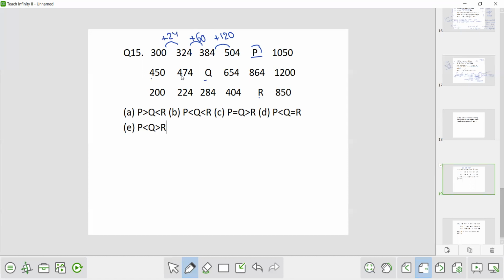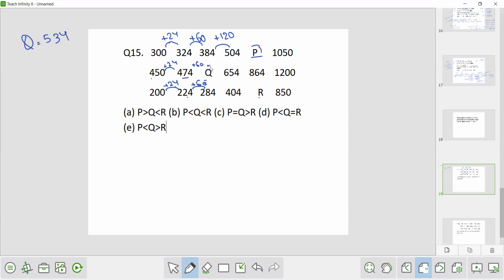Now here 450 and 474, this is again plus 24. 200 and 224, this is again plus 24. Now 224 and 284, this is again plus 60. So if you are unable to find the logic here, you can analyze the 3 series, and from here you can come to know that this is plus 24, plus 60, this is plus 24, plus 60. So it will definitely be plus 60. So 474 plus 60, you will find that Q is equal to 534.